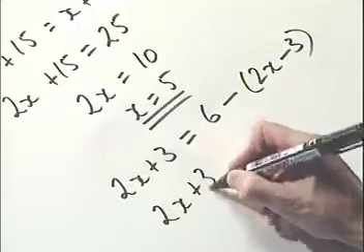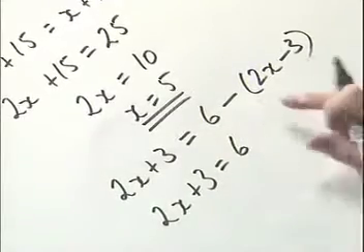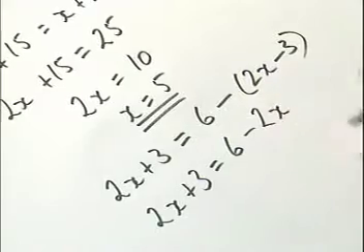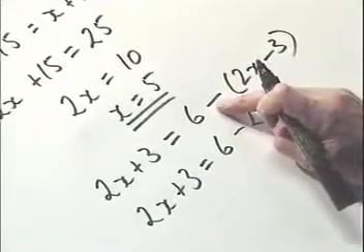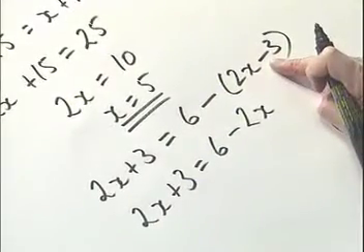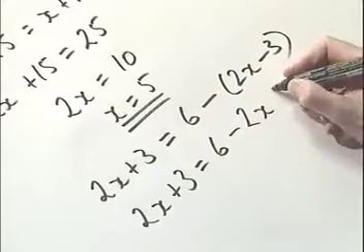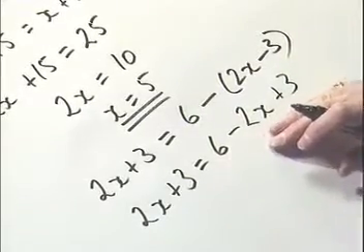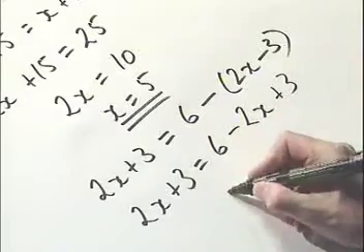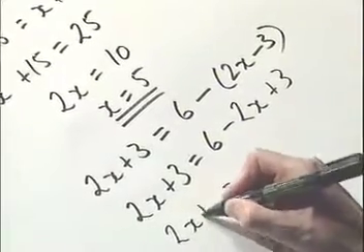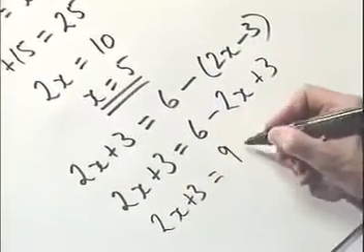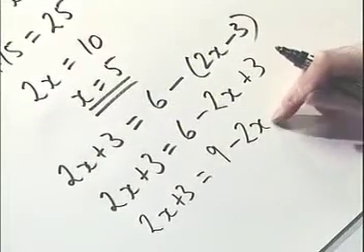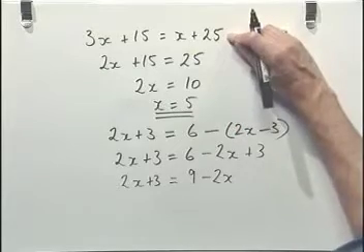So 2x plus 3 equals 6. Now we're taking away 2x, so that's minus 2x. And then we're taking away minus 3. And when we take away minus 3, that makes it plus 3. Before we go any further, we need to tidy this right-hand side up a little bit more. 2x plus 3 is equal to 9 minus 2x. And now we're in the same position at this line as we were when we started there.